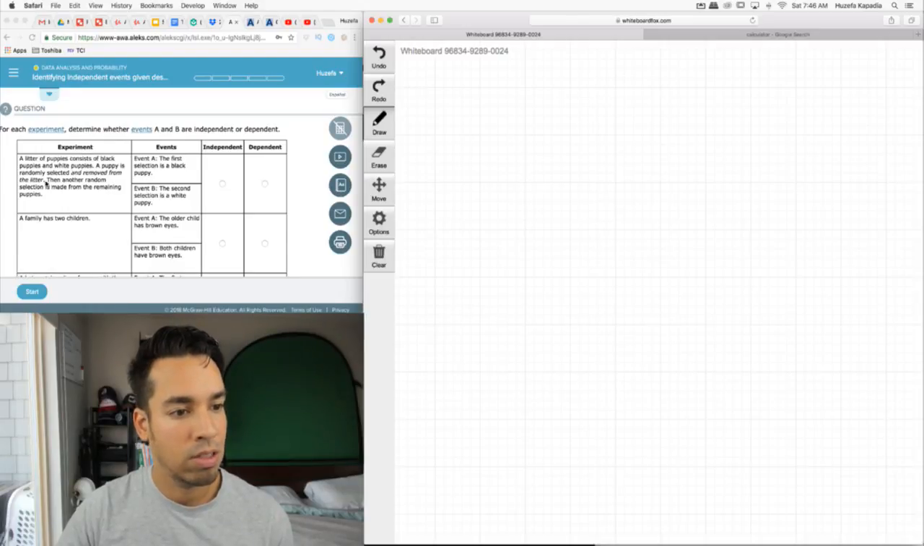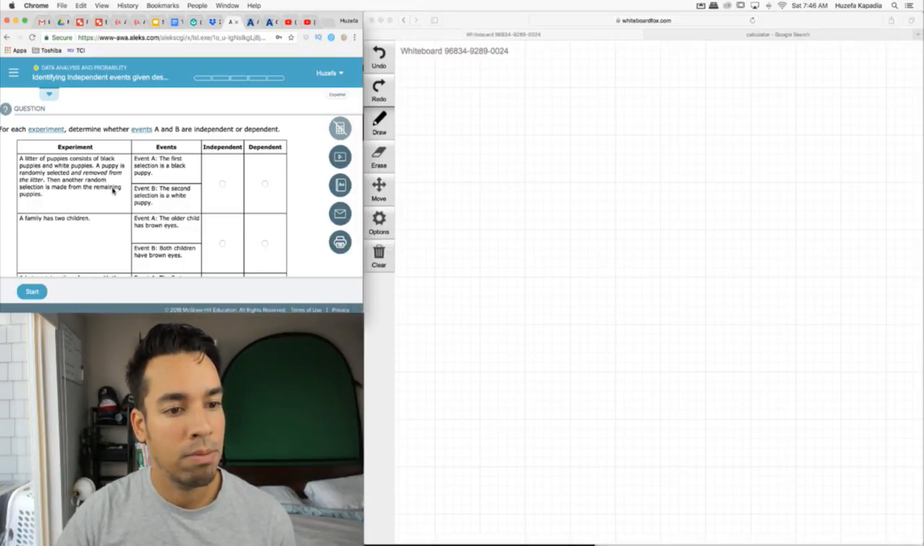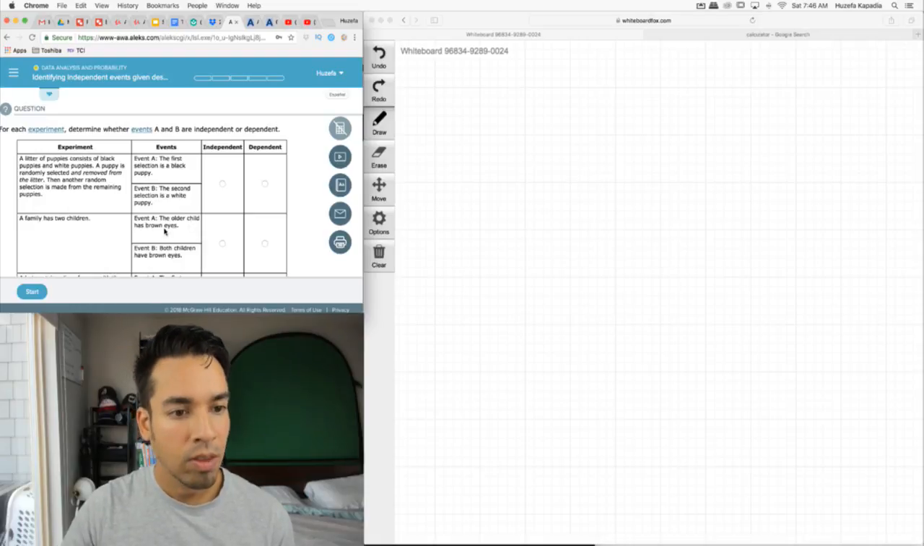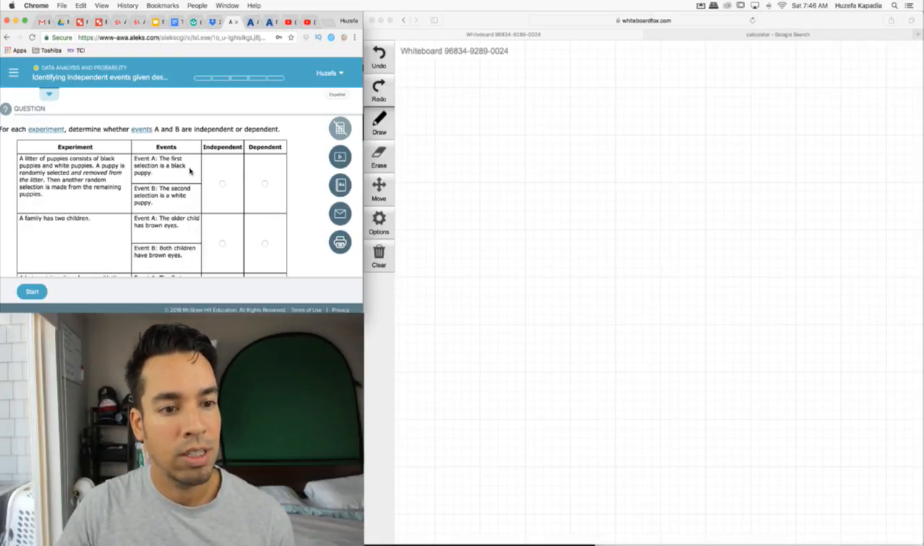Now let's look at these questions here. It says a litter of puppies consists of black puppies and white puppies. A puppy is randomly selected and removed from the litter. Then another random selection is made from the remaining puppies. The first selection is a black puppy. The second selection is a white puppy. So this second selection, by the way, is dependent.